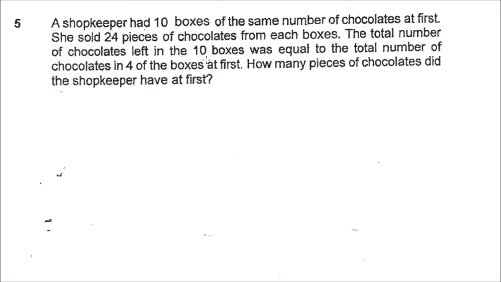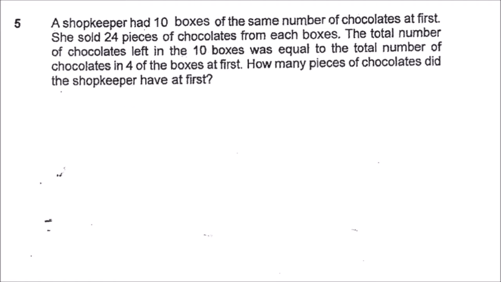Okay, a shopkeeper had 10 boxes of the same number of chocolates at first. She sold 24 pieces of chocolates from each box. So the total number of chocolates left in the 10 boxes was equal to the total number of chocolates in 4 of the boxes at first. So how many pieces of chocolate did the shopkeeper have at first?